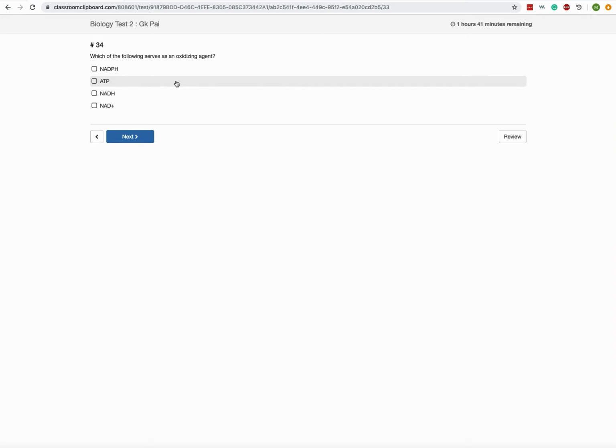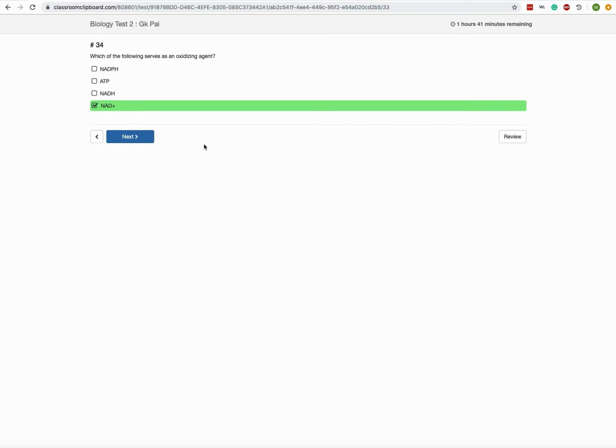Which of the following serves as an oxidizing agent? That is NAD+, because an oxidizing agent is what oxidizes something. It's what accepts an electron, and NAD+ accepts an electron to become NADH.